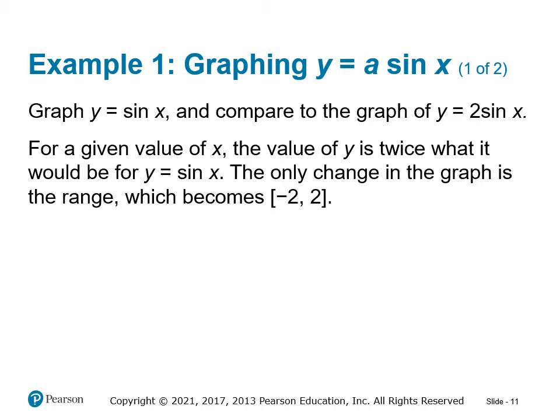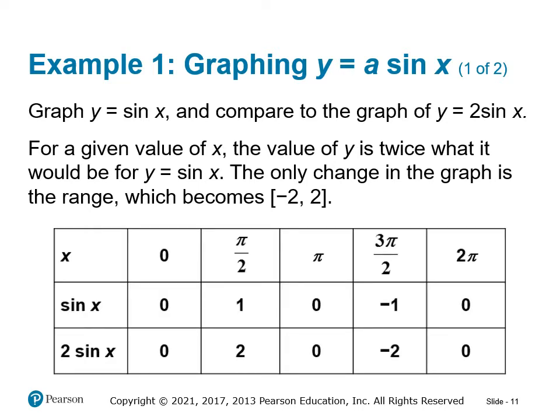The y values increase. So again, whatever the value is for sine x, the value for y equals 2 sine x is just going to double. 2 times 0 is 0, 2 times 1 is 2. Notice we're using the quadrantals because these are the easiest to graph, and it's a repeating pattern, so it's quite good to do that. Double -1 is -2.